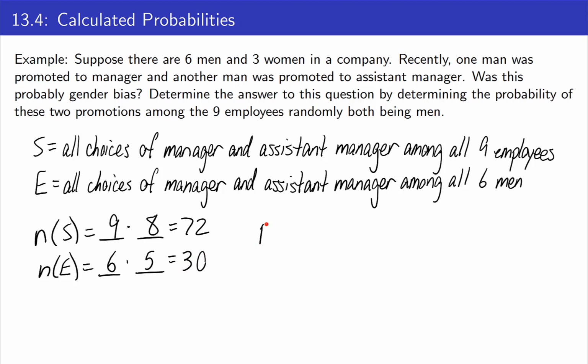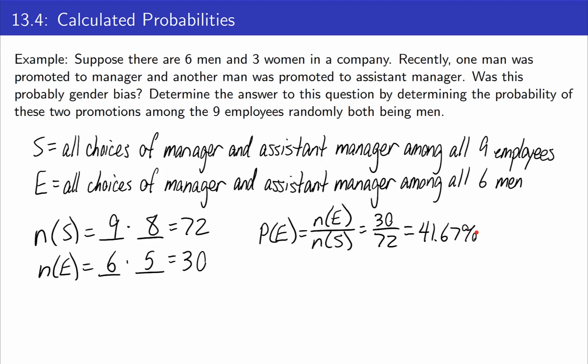Now let's calculate the probability. Remember, the probability formula is the size of the event over the size of the sample. And that's all my notation for the N of E and N of S is, just how big they are. We get 30 divided by 72. Let's write this one as a percent this time. I get about 41.67%.